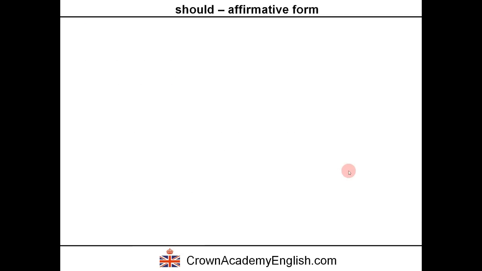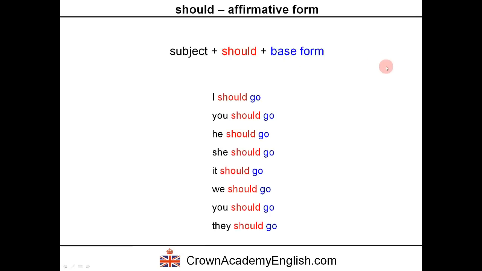Okay, so let's start with the form. So the form is subject, followed by should, followed by the base form of the verb. So let's look at an example with the verb go. So here we are. I should go, you should go, etc. So it's very easy. Should never changes the spelling, and it is always the base form of the verb. It's only the subject that changes.